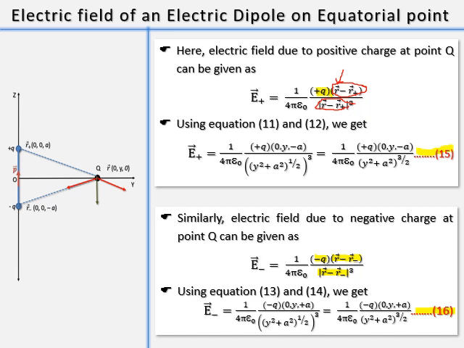due to the positive charge and the negative charge respectively, but these are individual electric fields. We don't yet have the resultant electric field. And how do we get the resultant electric field? Principle.